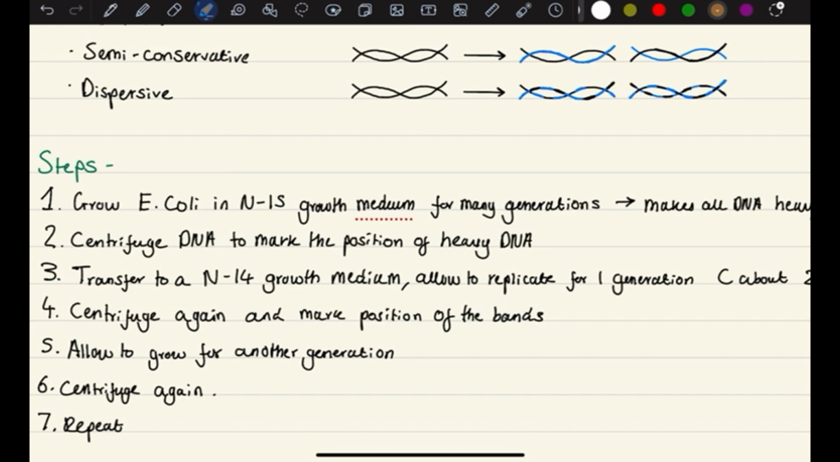So you centrifuge the DNA and you mark the position of the heavy one. So heavy should be nearer to the bottom, right? So you're going to see a band of material. It will be DNA, but you're going to see that near the bottom of the test tube. Now, what did they then do?